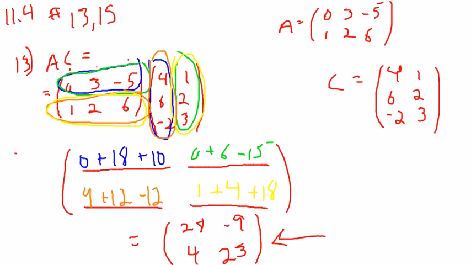I'll go on to number 15. Before I erase this, just notice that it's really not that hard. You just need to line up rows and columns, rows and columns, rows and columns. Figure out the size, and then go through and multiply and then add. So on to 15.